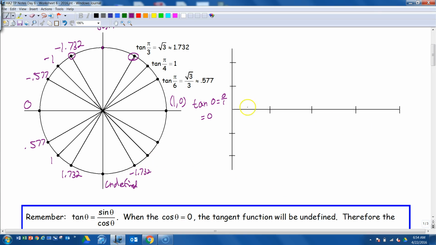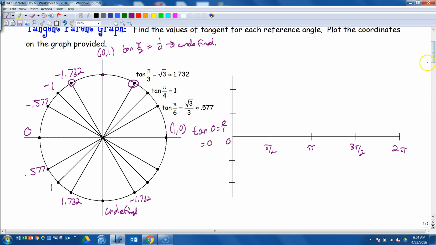So let's think about what that looks like. I have 0, pi over 2, pi, 3 pi over 2, and 2 pi. Where is it undefined? Well, it's undefined when the x is 0 or the cosine is 0, because you can't divide by a cosine. So right away there's an undefined value here and here. Where is it 0? It's 0 at 0, pi, and 2 pi. We're also going to call those the turning points because the tangent graph looks kind of like a cubic, a little bit, not really, but.